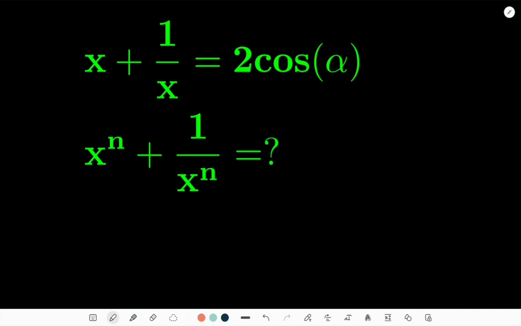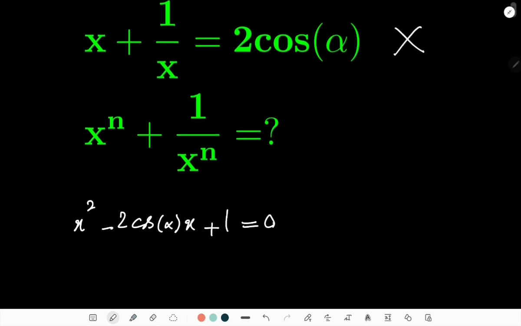If I check the condition, I have x plus 1 over x. Clearly, x is not 0 because it's in the denominator. So I can confidently multiply both sides of this condition by x. So what do we get? We get x squared. If I bring the term on the right to the left, then I have x squared minus 2 cosine of alpha x plus 1 equals 0.